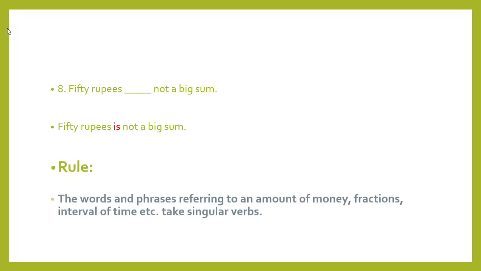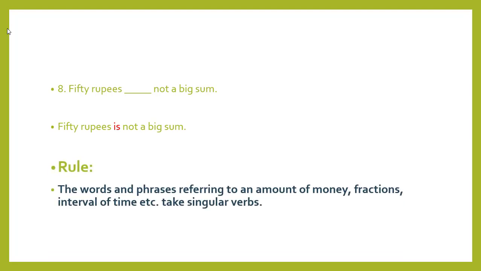Yes, the rule is the words and phrases referring to an amount of money, fractions, interval of time, etc. take singular verbs. 50 rupees is telling about an amount of money, so an amount of money is a singular subject that requires a singular verb. 50 rupees is not a big sum. Now sentence number 9.